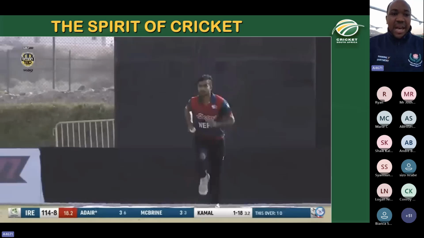So let's have a look at a live example of the spirit of cricket coming to the fore in a very important match. This was a World Cup qualifying tournament, and the match was between Nepal and Ireland a few years ago.